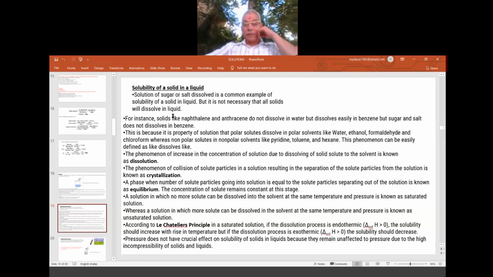Now here many words we have to learn. What is meant by dissolution? What is meant by crystallization? Crystallization, in a general way, is the formation of crystals.